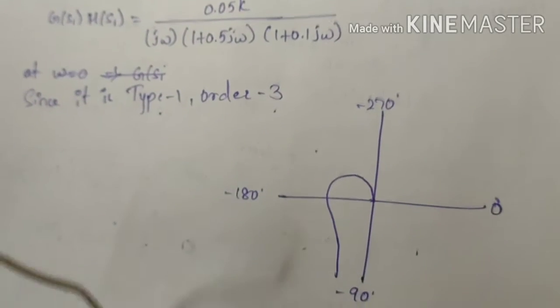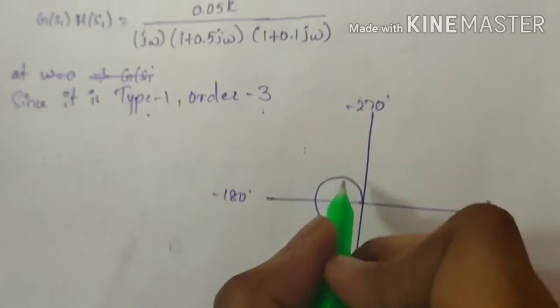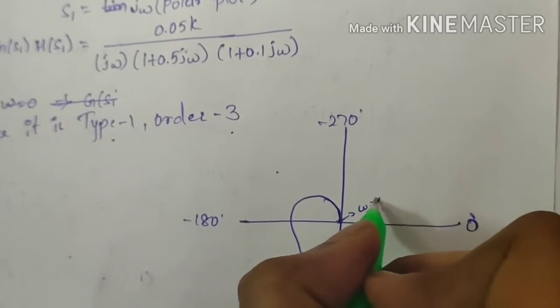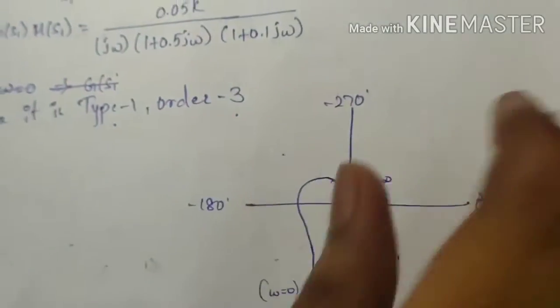This is order 1, order 2, order 3. This is type 0, type 1. So this is type 1. Type always determines the starting point of the polar plot. Order will define the ending point of the polar plot. So this is the point where omega equals infinity, and this is the point where omega equals 0. This is the mapping of section 1, S1.